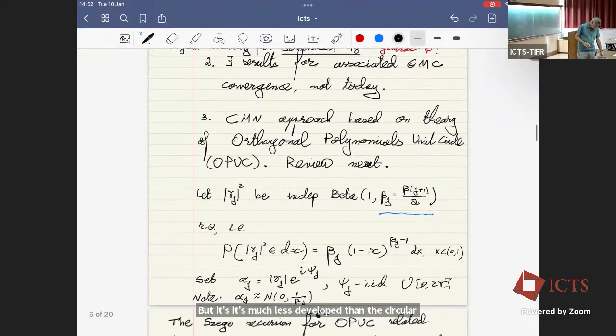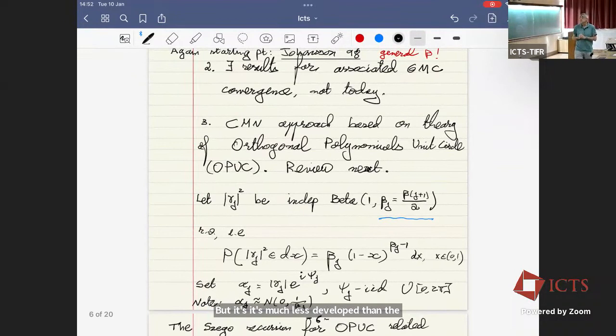Okay, there are also results. I've not discussed at all Gaussian multiplicative chaos, which are exponentials of the objects that you get in the limit, so exponentials of these Gaussian fields viewed as a measure. There are results on that. I'm not going to discuss it today.